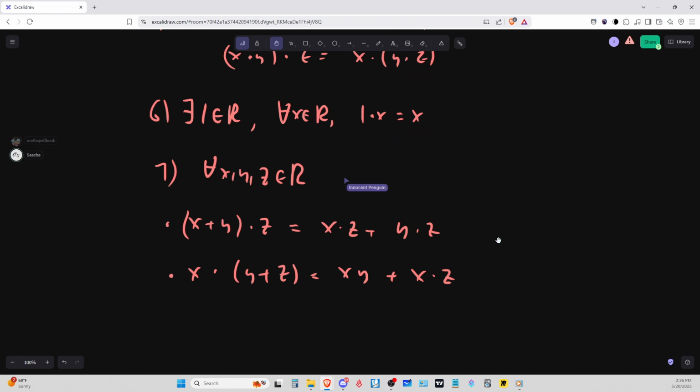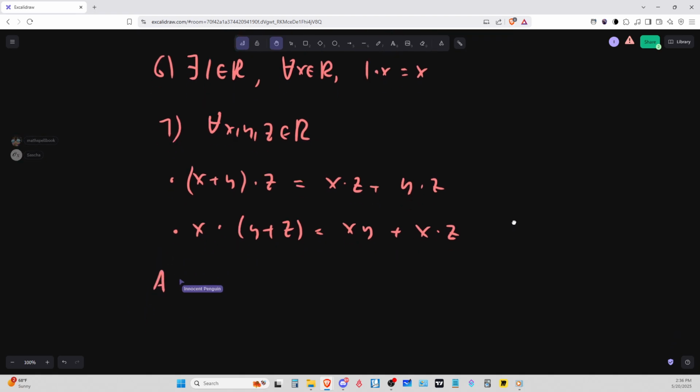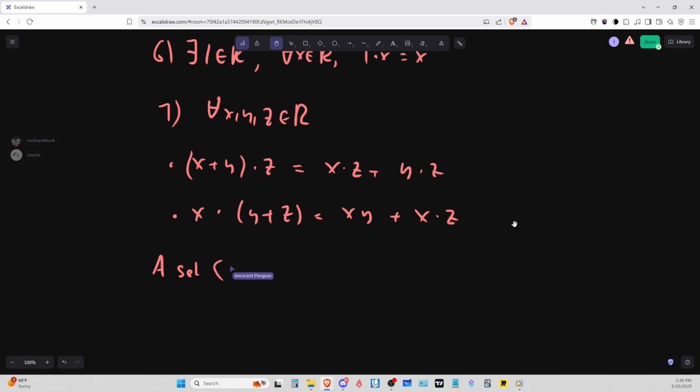So yeah, those are pretty much the axioms we want. And if we have such a set R with those properties, it is called a ring. Oh, so this is a ring.